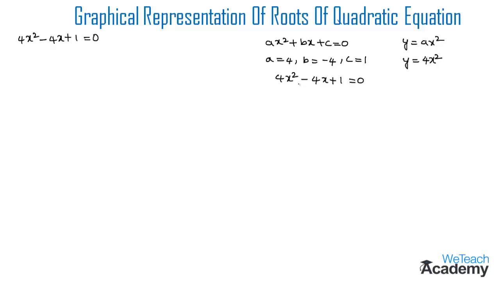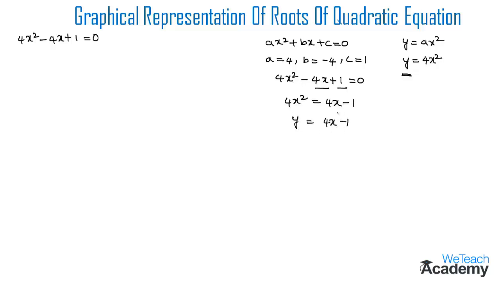Now let us write the given equation 4x square minus 4x plus 1 is equal to 0 in the form of a straight line y is equal to mx plus c. First let us transfer minus 4x and plus 1 to the right hand side. We get 4x square is equal to 4x minus 1. We have the value of 4x square as y. So by substituting here we get y is equal to 4x minus 1.